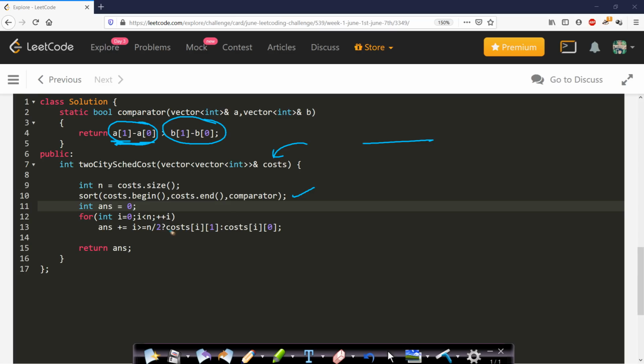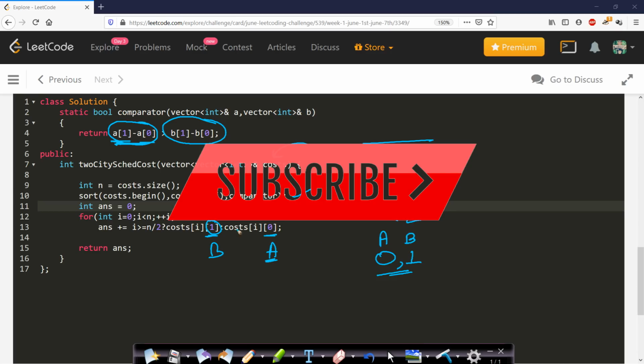So after sorting, we will pick the first n by 2 elements and add its first value, that is the cost of going to city A, and the rest of the n by 2 elements will be picked to go to city B, and so this value 1 will be added, since the cost is basically a pair where index 0 indicates the cost of going to city A and index 1 indicates the cost of going to city B. So I hope you got the logic, and finally after calculating the minimum cost we will just return the answer.